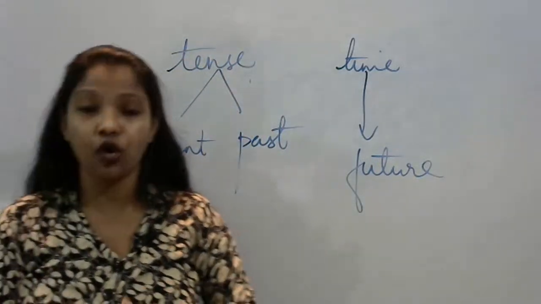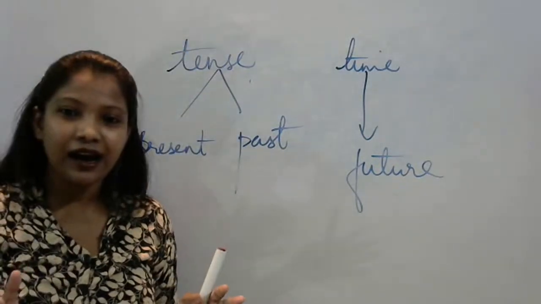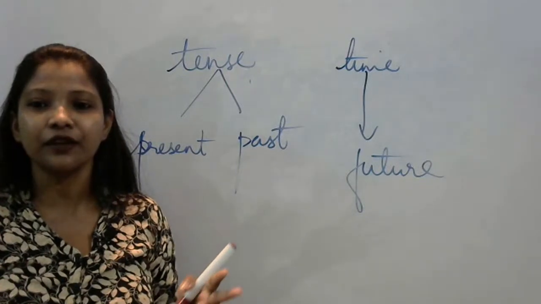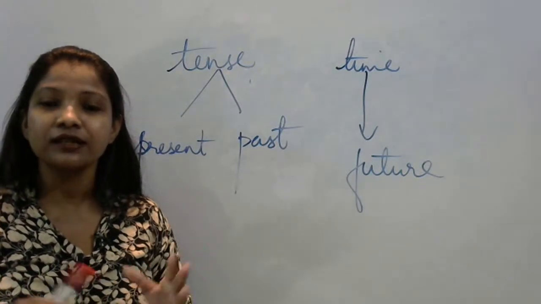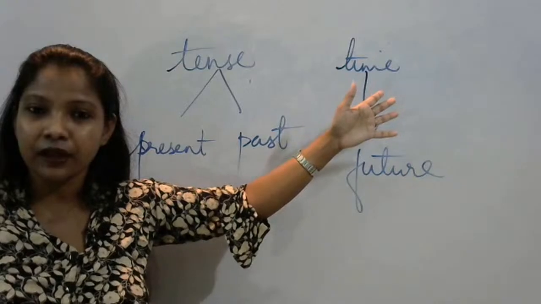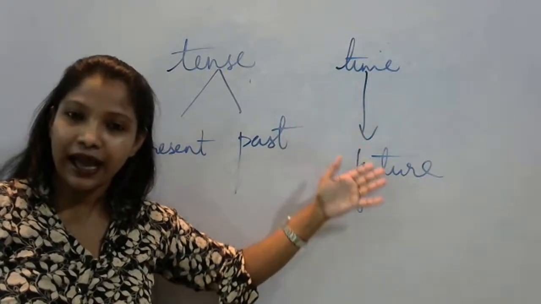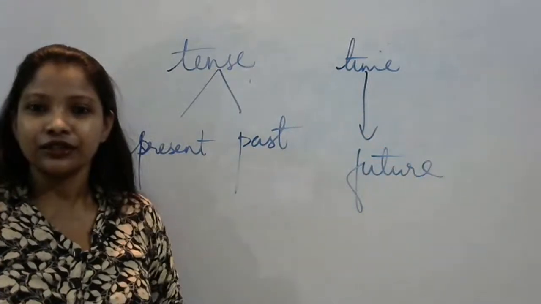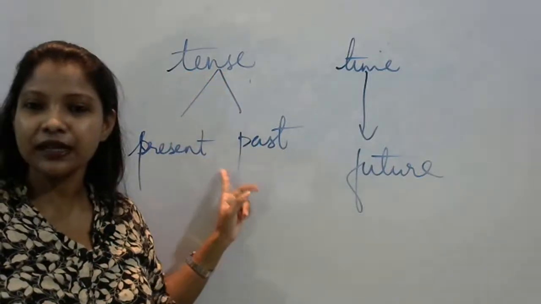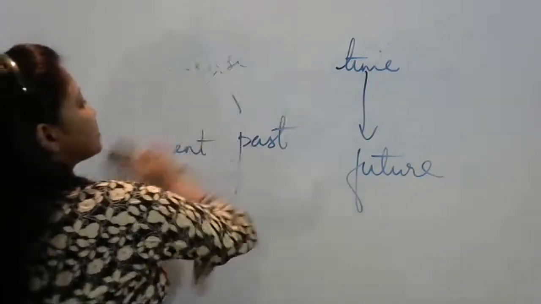Now, why is it called time? Future is called time because future is uncertain. हमें नहीं पता कि future में क्या होने वाला है. So it is uncertain. That is not considered as tense. We call it a time. And yes, to talk about time, to talk about future, we have different structures. So two types of tenses, present and past. One time, that is future. I hope it is clear so far.